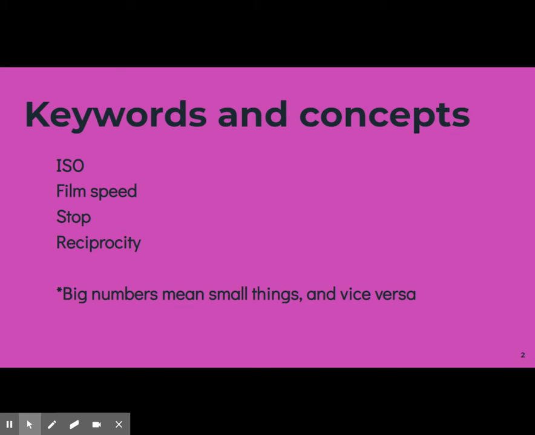Important concepts and vocabulary for this lesson are ISO, film speed, stop, reciprocity, and the reminder that in photography big numbers mean small things and small numbers mean big things.